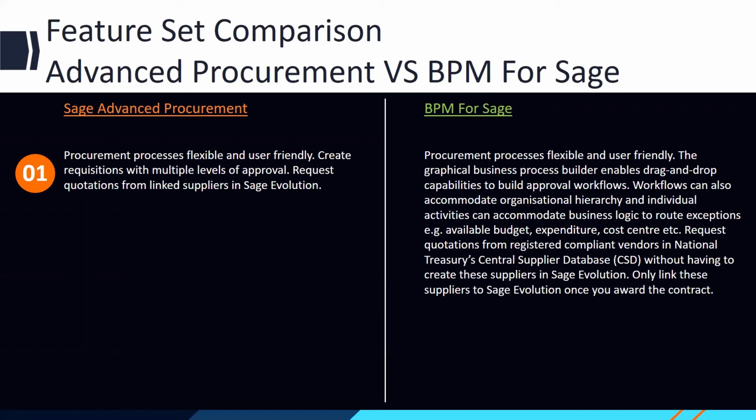You can also request quotations from registered compliant vendors in the National Treasury Central Supplier Database without having to create these suppliers in Sage Evolution, and only link these suppliers to Sage Evolution once you award the contract. This means there's no unnecessary vendor data that will be kept within the ERP if the supplier was not awarded.